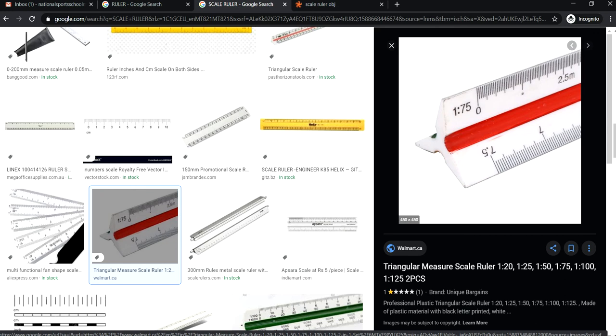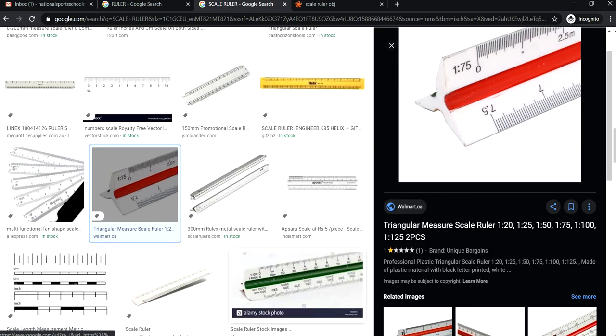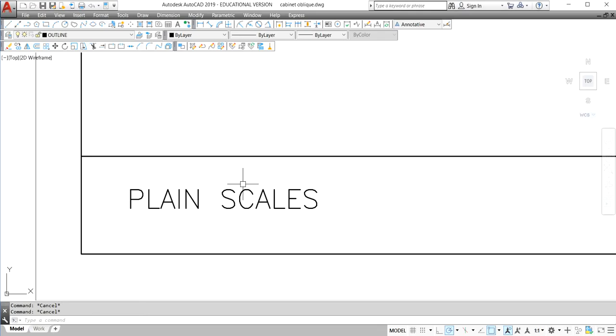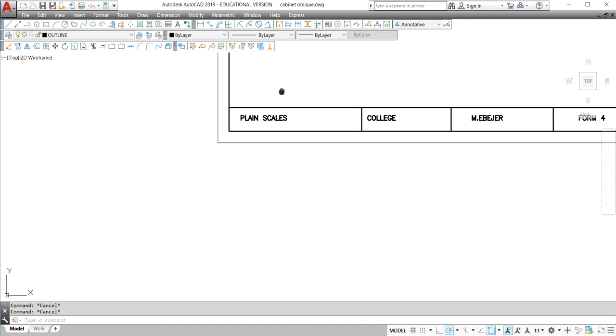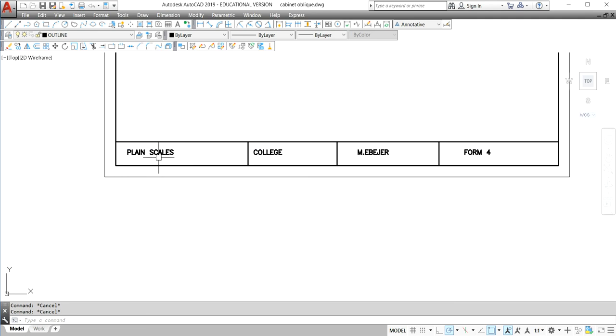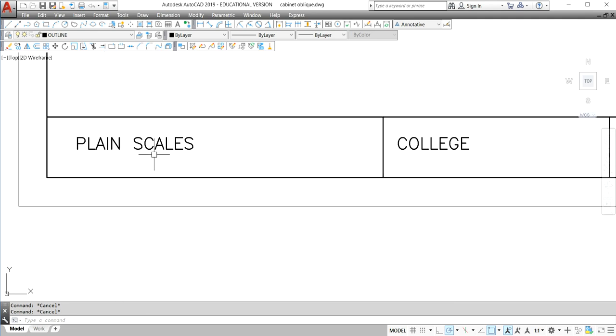Today we're going to learn how we design these kinds of rulers. Here I have another one. Look, 1 is to 1000. Usually these are used in architecture. So prepare a fresh paper, do a border, a title block, and write plane scales.